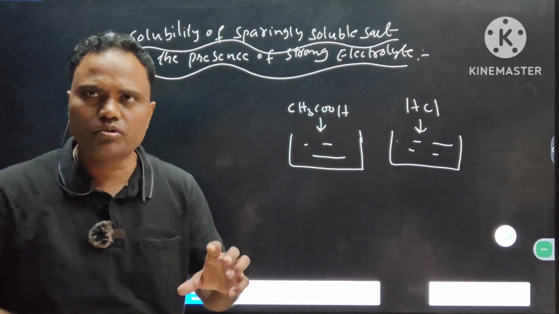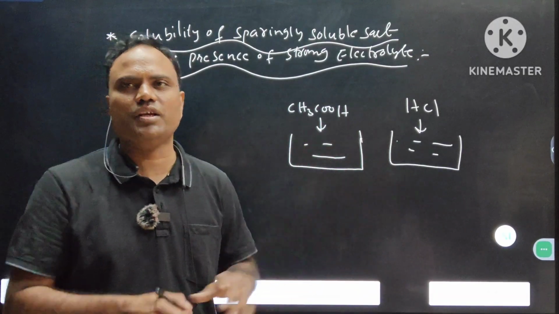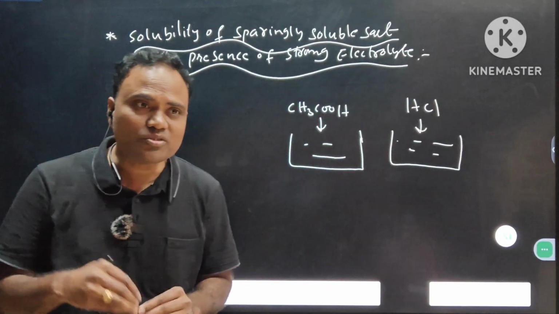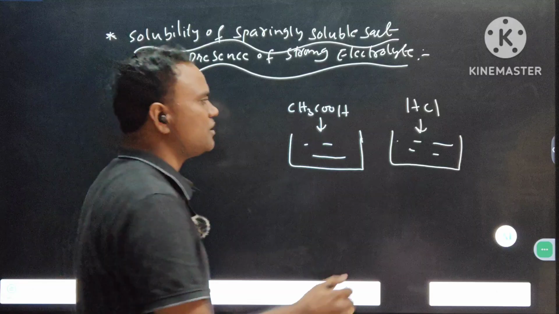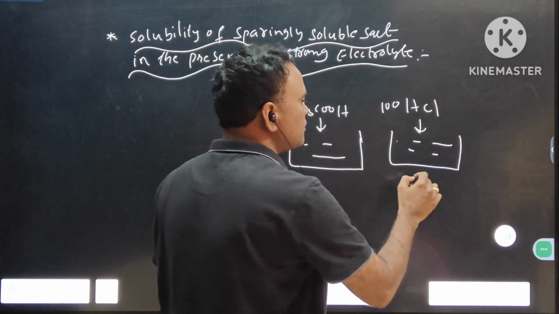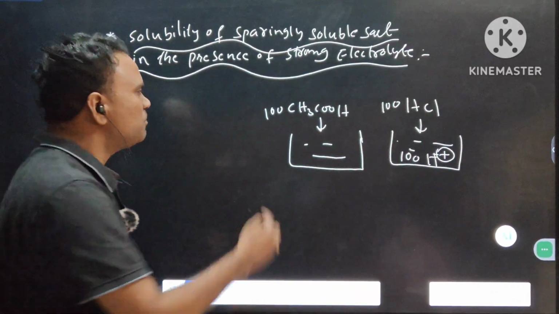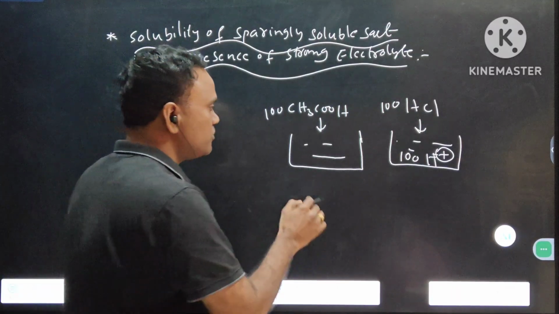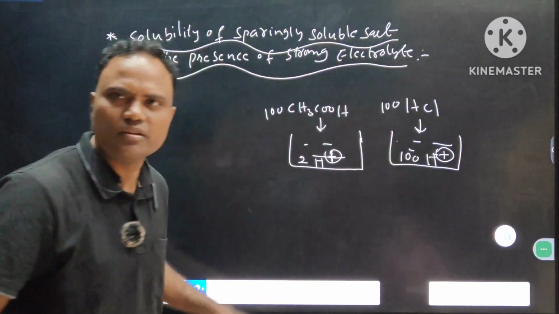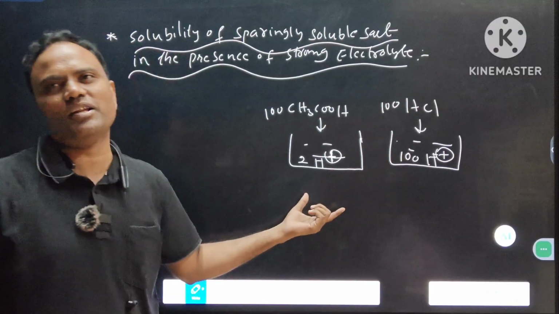Now you tell me, from which acid more H plus ions will come? Obviously HCl only, because it is strong. Acetic acid gives very few H plus ions. For example, 100 HCl molecules will produce 100 H plus ions, but acetic acid is a weak acid and gives only approximately 2 H plus ions. Compared to 100, the 2 can be neglected.